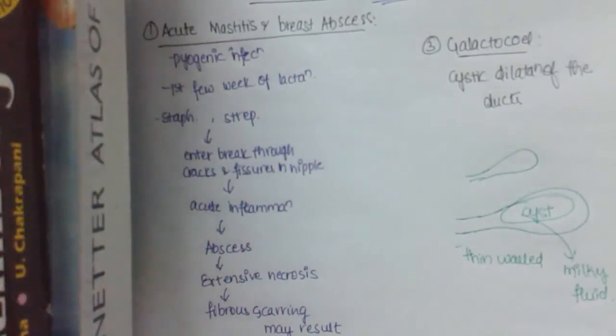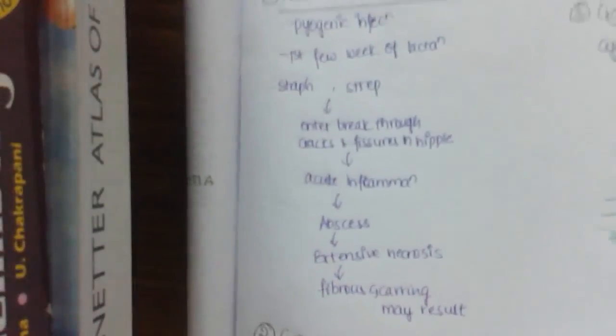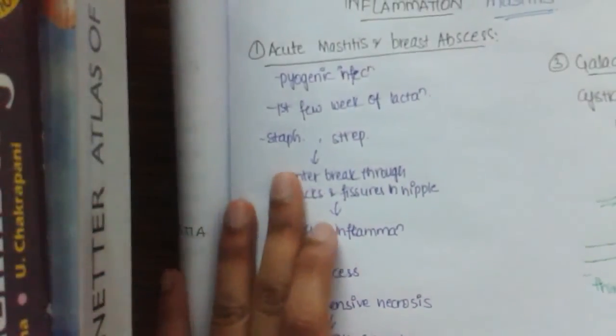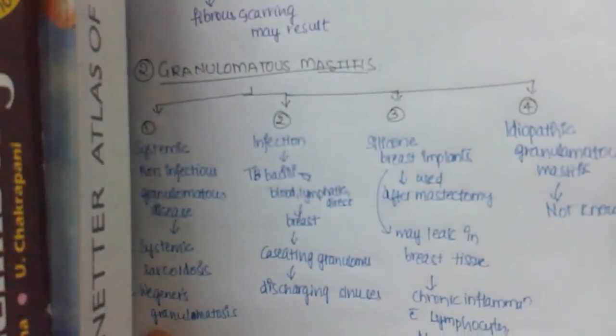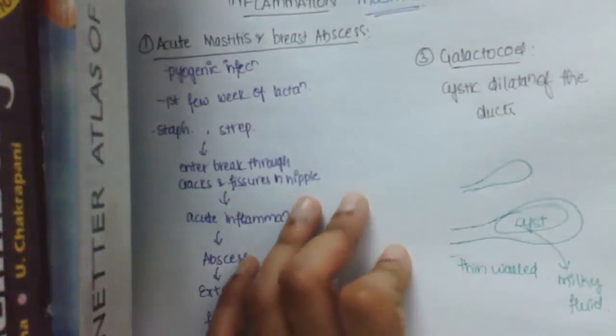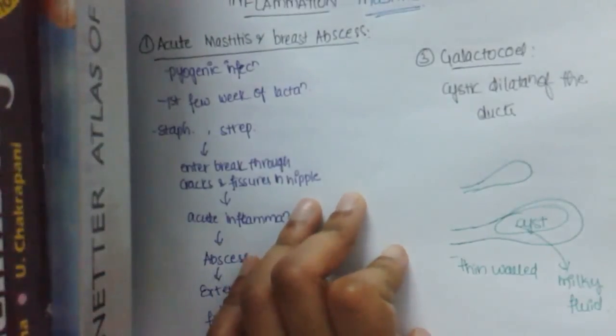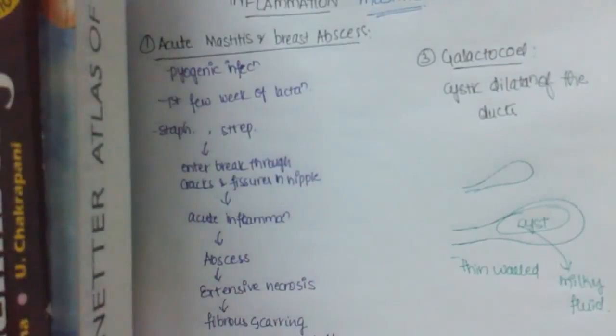In this class, we have completed half of the inflammatory topics. One is acute mastitis and breast abscess, the other one is granulomatous mastitis, and the third one is galactocele. In the next class, we will learn about mammary duct ectasia and fat necrosis.